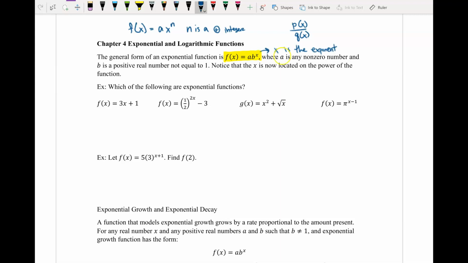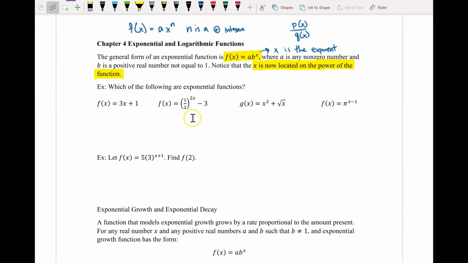All right, so here a is a non-zero number and b is a positive real number not equal to 1. So this b value is always going to be some sort of positive real number that's something other than 1. So x is now the power of the function. So that's one of the features of an exponential function. Okay, you don't have x squared. We got maybe 2 to the x.